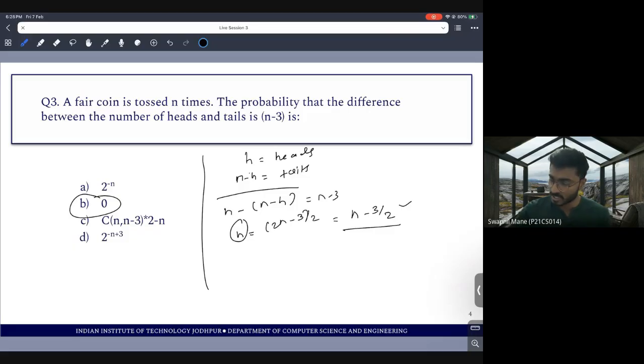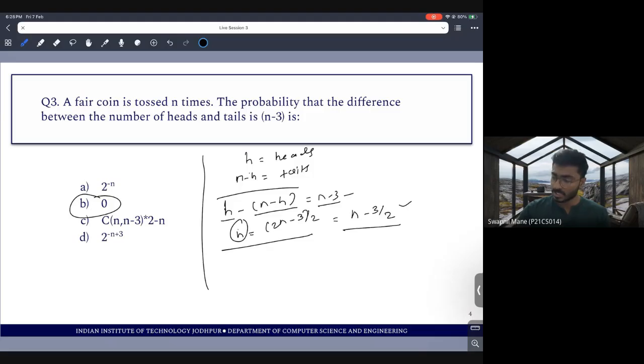Sorry, this is an h actually. So h minus (n minus h). This is the head and this is the tail. That probability we want, right? And that probability mentions that the difference between the number of heads and the number of tails is n minus three. So after resolving this, you will get this equation.